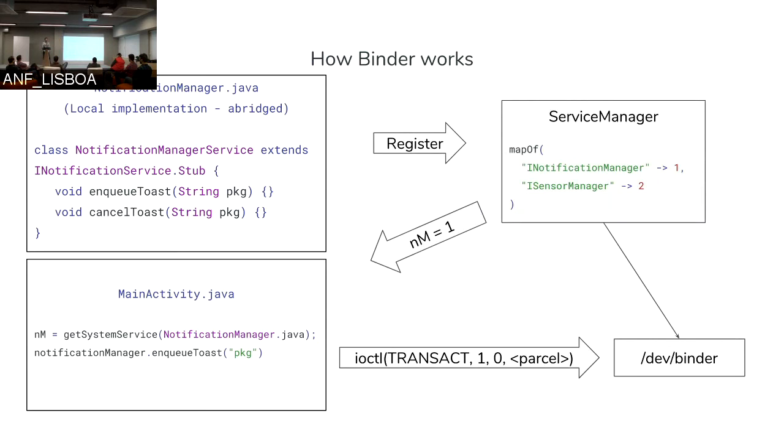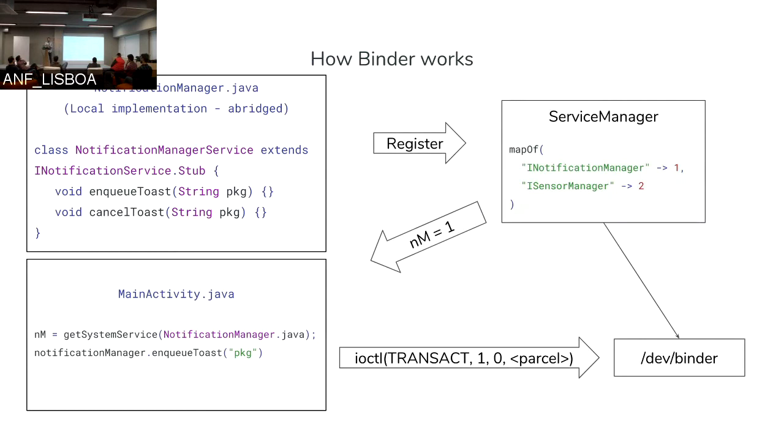So what this IOCTL does, transact means do this transaction, do this thing from start to end. And that one means call a method on the notification manager, because that's the ID that I got from the service manager. And call method 0. The way Binder and AIDL work is that your methods get numbers depending on the order that they are defined in. So this is 0, this is 1. That's why it's 0.